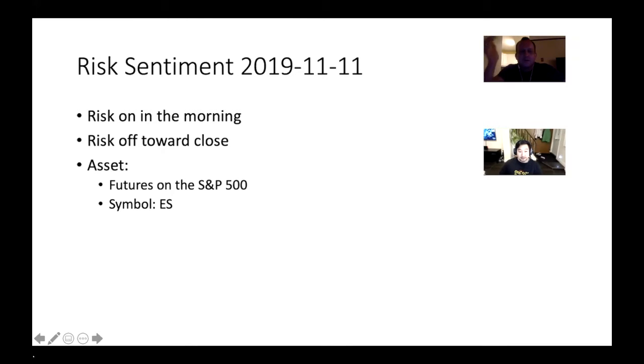So, all right. This is an actual example from the 11th, and we'll be seeing the actual graphics and charts of this. But just to summarize, we were risk on in the morning. And then as the market progressed, the tone changed and we turned to risk off. Okay, so the asset that we're looking at is a futures contract on the S&P 500. And the symbol for that is ES. This is a very ubiquitous symbol in trading. If you ever hear anybody say ES, or on Twitter, there might be a $ES or $SPY, they're talking about the S&P 500, or various contracts that follow that. For example, the futures contract again is ES.